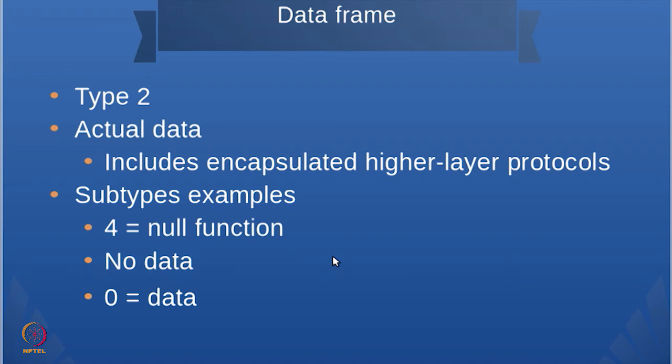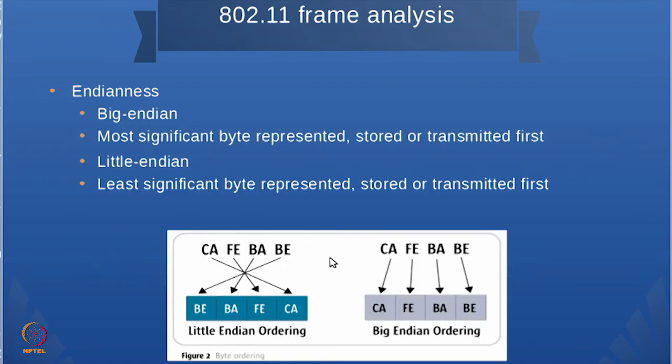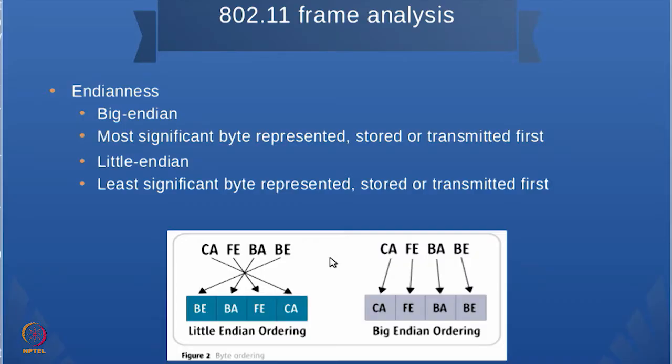Then the type 2 frame is the actual data frame. It includes encapsulated higher level protocols. So all three frame types, type 0, type 1 and type 2, are of importance for a network forensic specialist. While doing frame analysis, you need to be careful about endianness. This was covered in your previous courses as network to host and host to network. Big endian means the most significant byte is stored or transmitted first, whereas little endian means the least significant byte is stored or transmitted first.